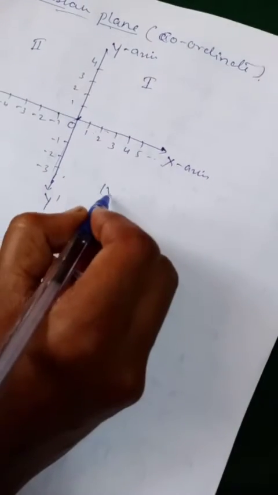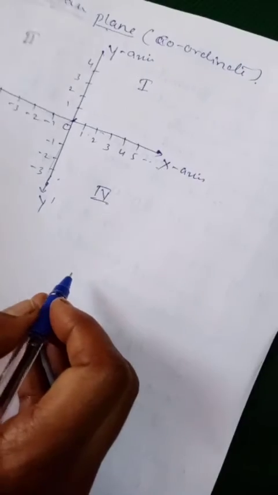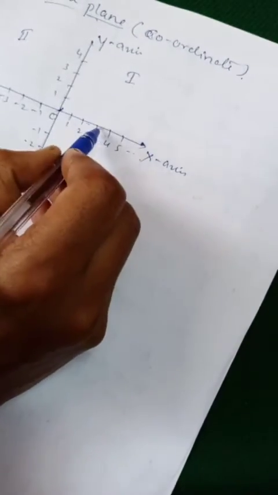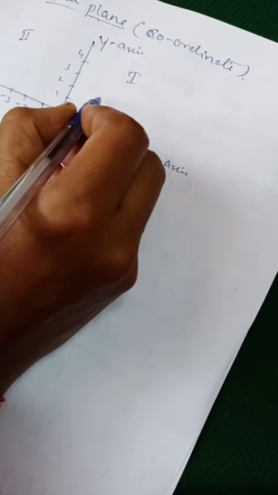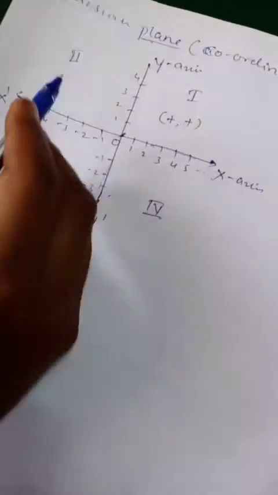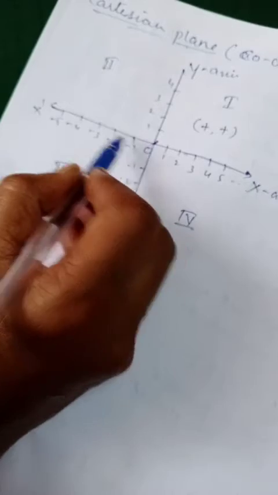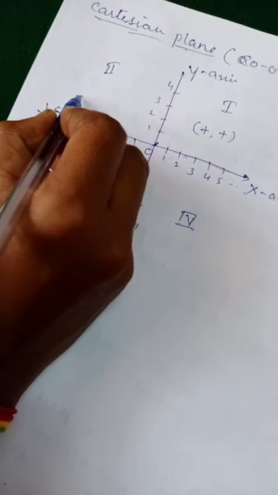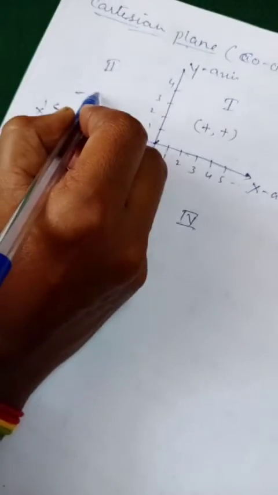This is the second quadrant, this is the third quadrant, and this is the fourth quadrant. For the first quadrant, x and y are both positive here, so positive and positive. Got it? And for the second quadrant, you always have to write the x-axis first, which is negative, then positive.